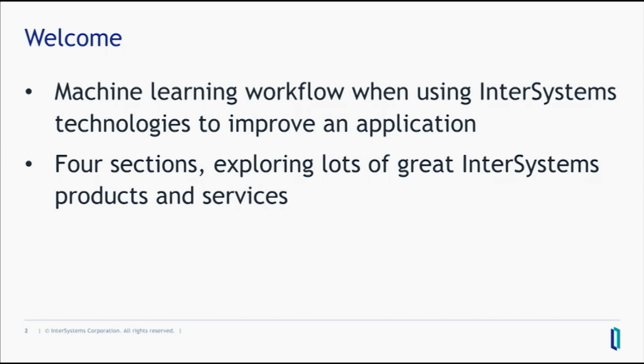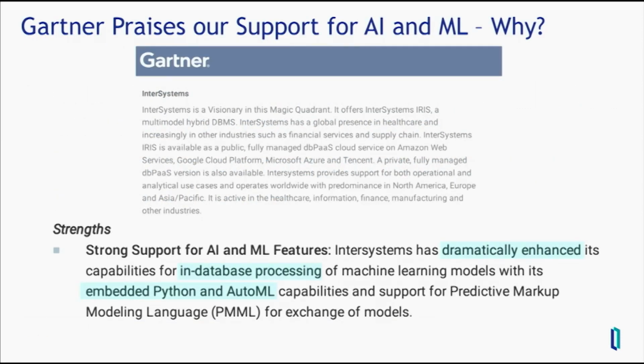But before we start with that, I want to share something exciting. You might know that Gartner named InterSystems a visionary in its Magic Quadrant for database management systems, but specifically, they praised our support for AI and machine learning, and they said that we dramatically enhanced our capabilities for in-database processing. Now, these are very nice words. Today, we're here because we want to show you what they mean in practice with a series of live demos. So like any good demo, we're going to get started with a use case scenario.